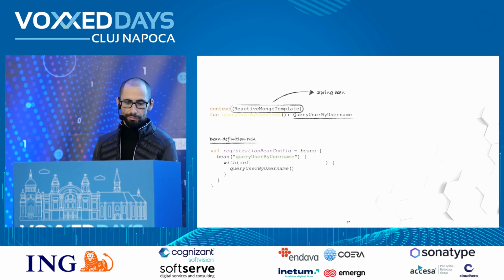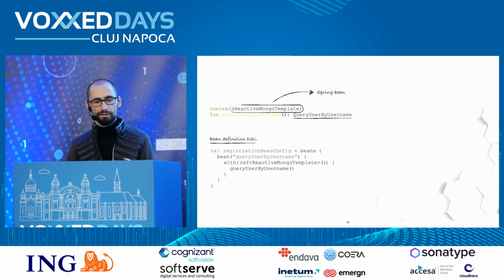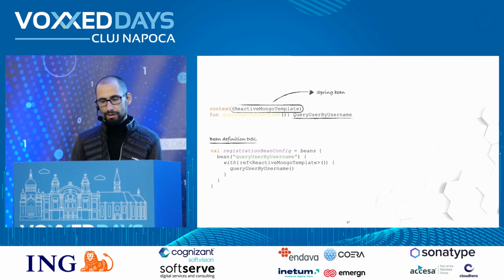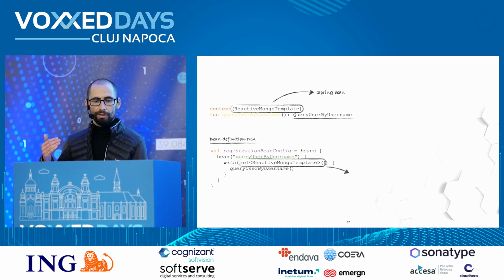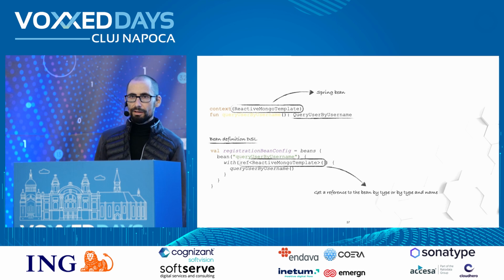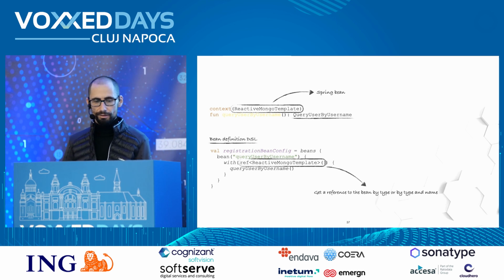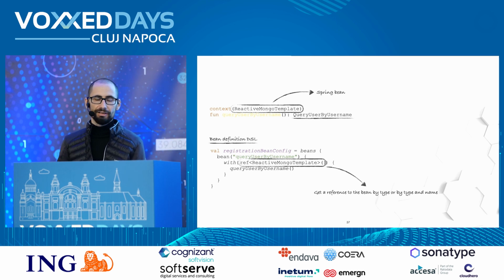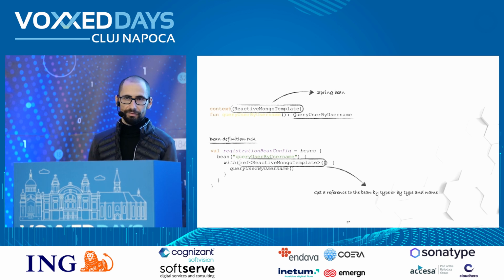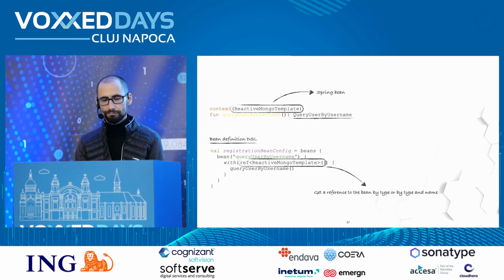And this is possible because in Spring, there is a ref function. What this ref function actually does is get a reference to that bean by type or by name or by both or whatever. So you can use a ref inside the bean DSL to get a reference to an existing Spring Bean.